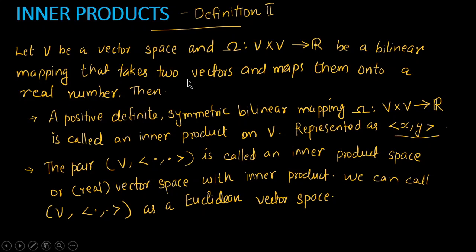So the second definition says that if we have a mapping ω from V cross V to R, a bilinear mapping that takes two vectors and maps them to a real number, then for it to be an inner product, this mapping should be positive definite and symmetric. That is the main condition. And this pair will be called the Euclidean vector space.